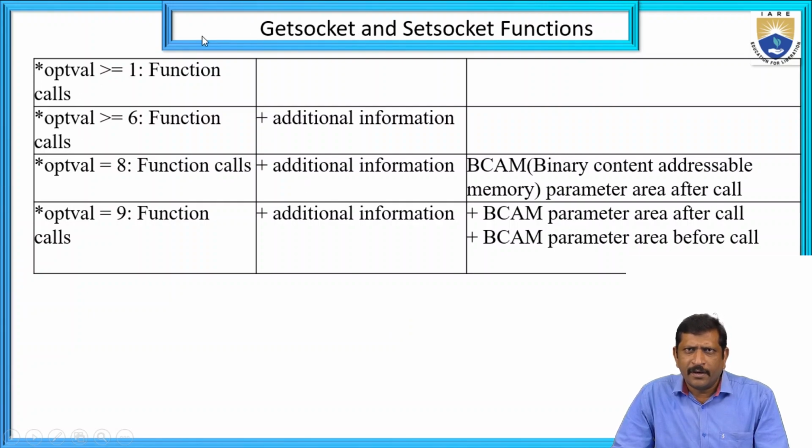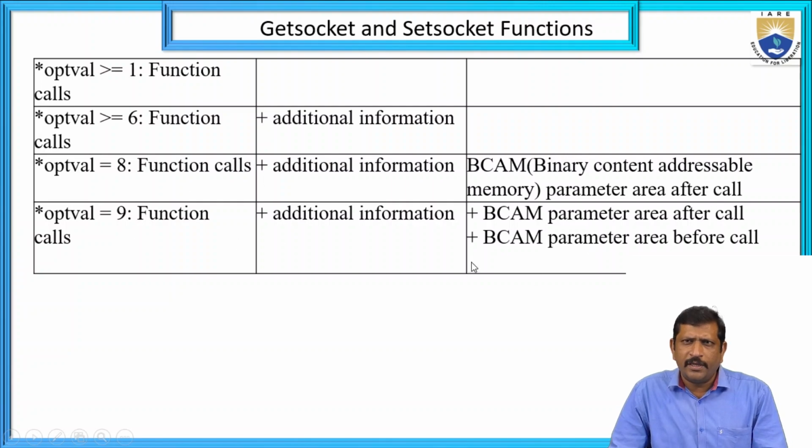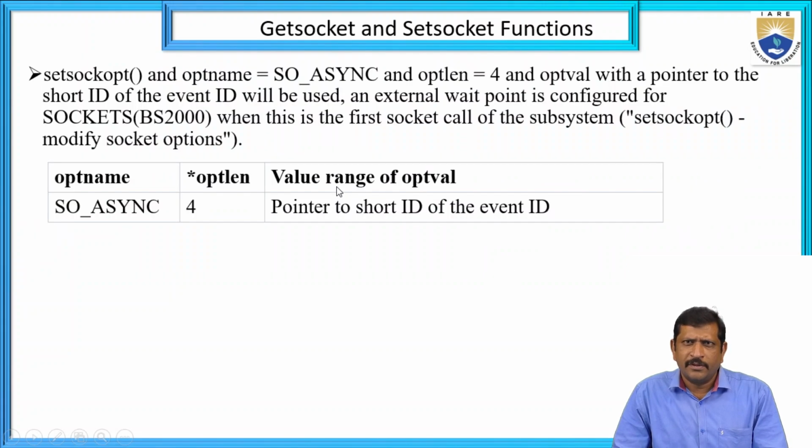And setsockopt means we are setting the time limit: how much time is required for getting the information from the buffer, from the addressable memory. That's why we are using the star opt value. The star opt value is 9, so both before and after the calling, the binary content addressable memory can be utilized.